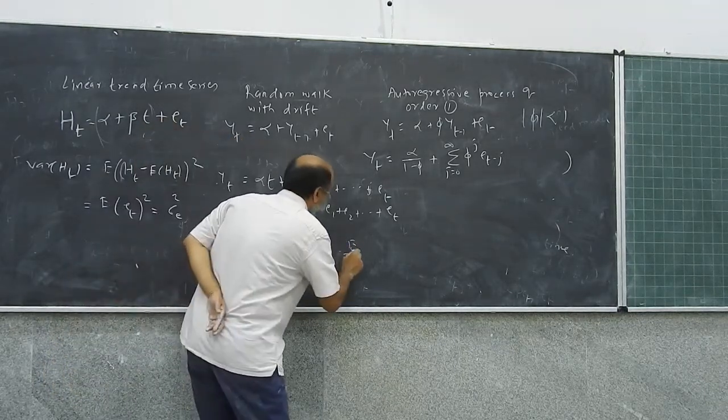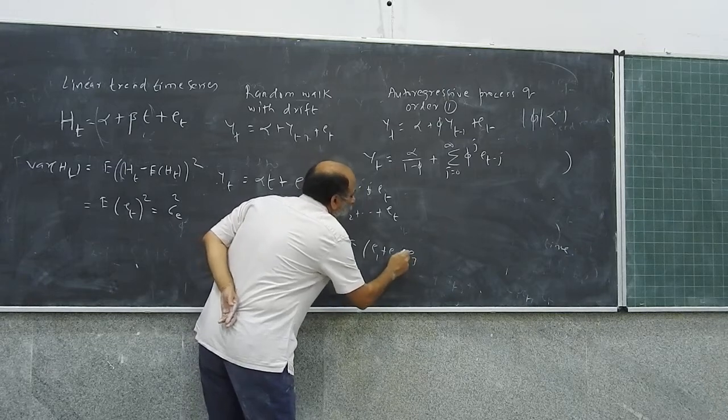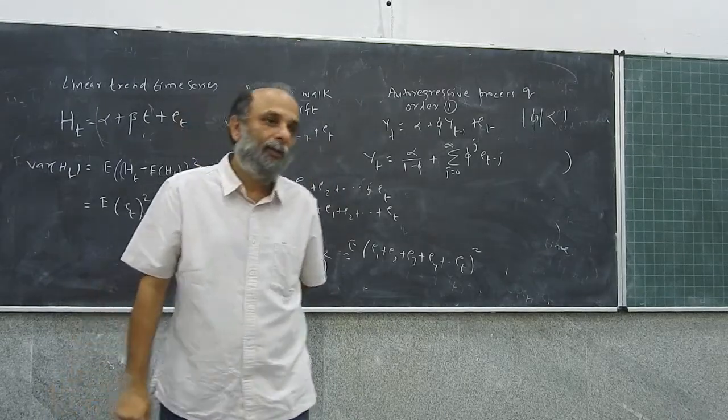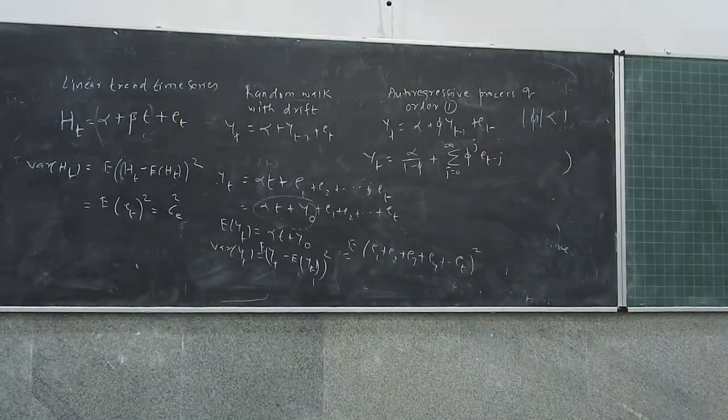This is equal to the expectation of E1 plus E2 plus E3 up to Et, squared. So what is the expectation of E1 plus E2 squared? Expectation of E1 squared plus expectation of E2 squared plus 2 times the covariance, expectation of E1 E2. Right? Now E1 and E2 are all independent. So what is the expectation of E1 plus E2 up to Et squared?